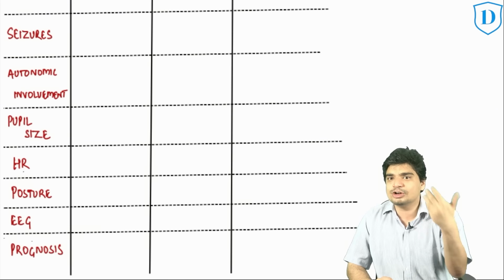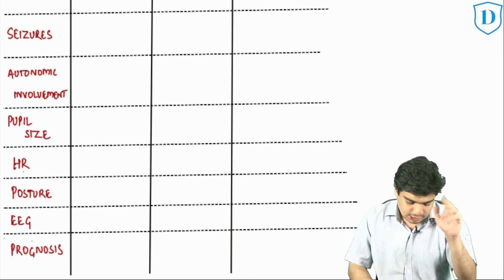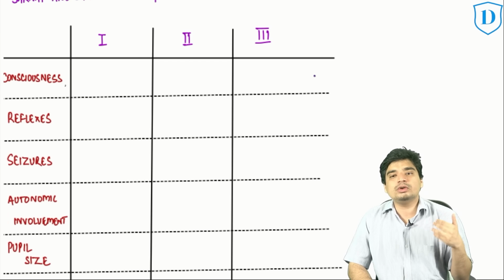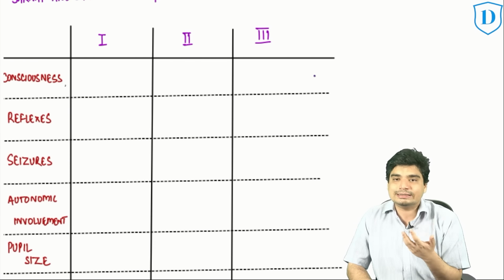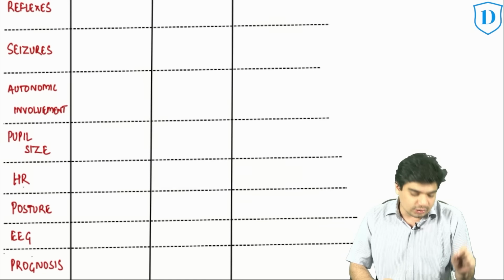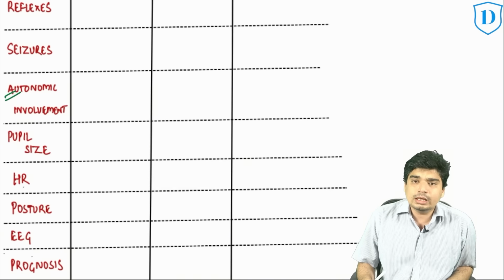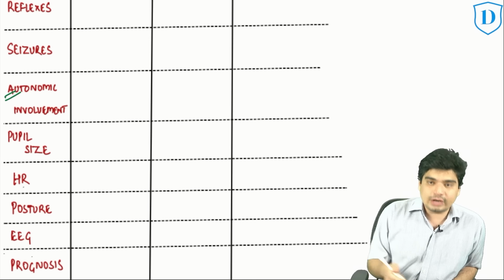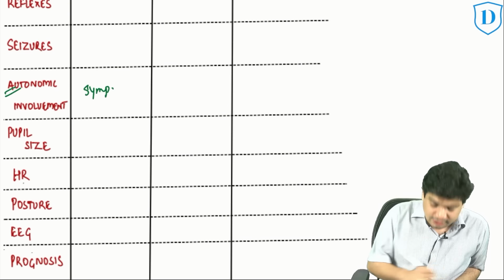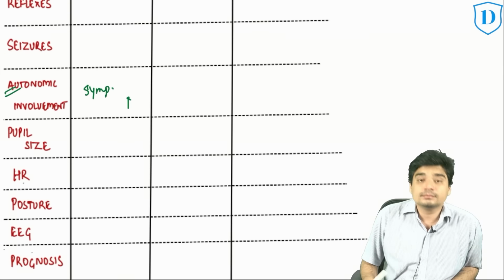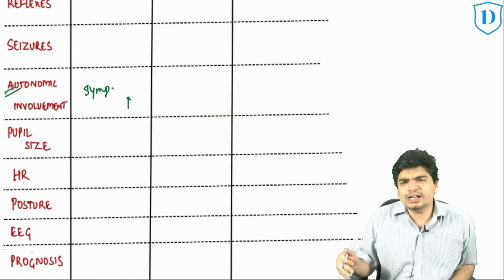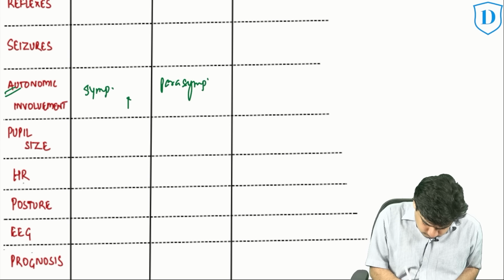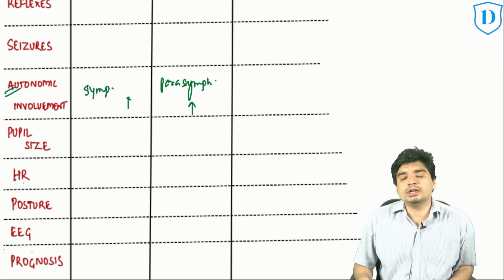That's a dictum, right? The only thing worse than a crying child is a child who is not crying. Let's see how it manifests itself in the staging of HI. So HI is divided into 3 stages, stage 1, 2 and 3. The core thing that you need to know is this autonomic involvement. In stage 1 HI, you have a crying child. You will have sympathetic overactivity. Stage 2, non-crying child. You will have a parasympathetic overactivity.